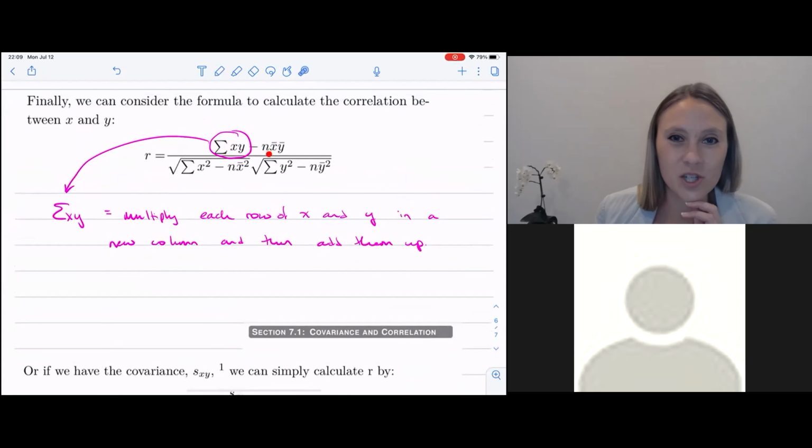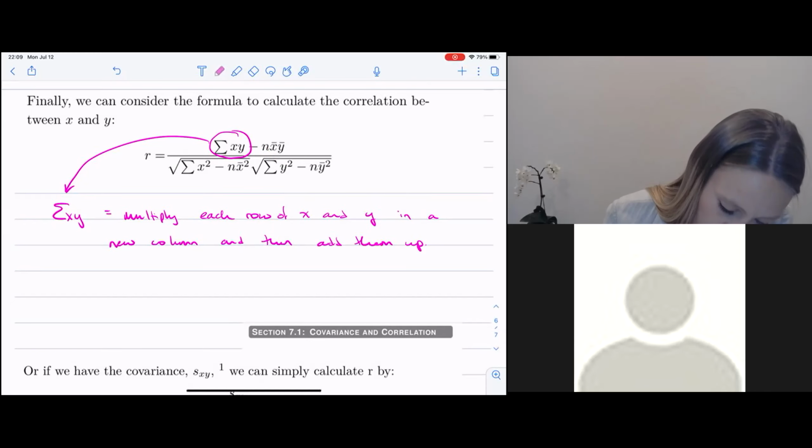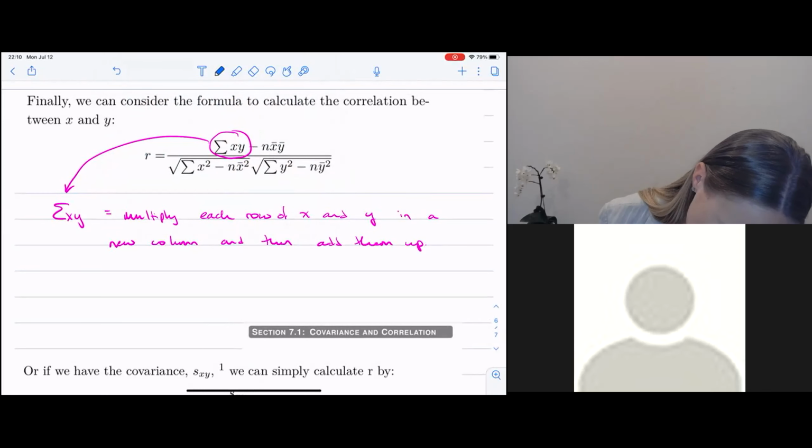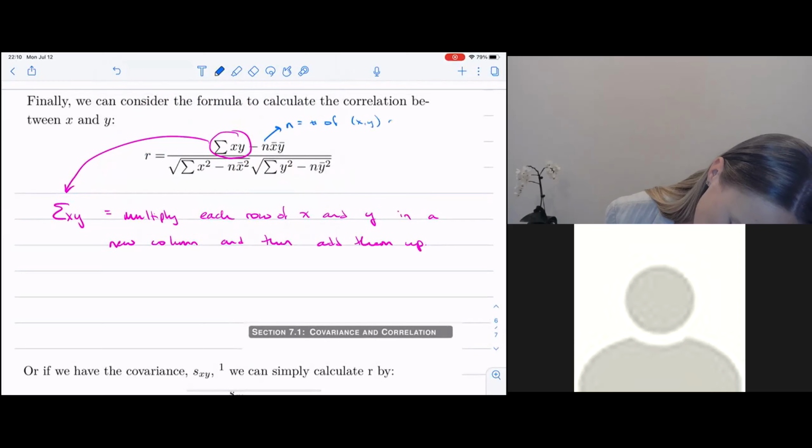N is, of course, just the sample size, right? And so the sample size is the number of points. So how many XY coordinates do you have? And anything that we know already, I'll just do in light blue here. N is the number of XY coordinates / points.